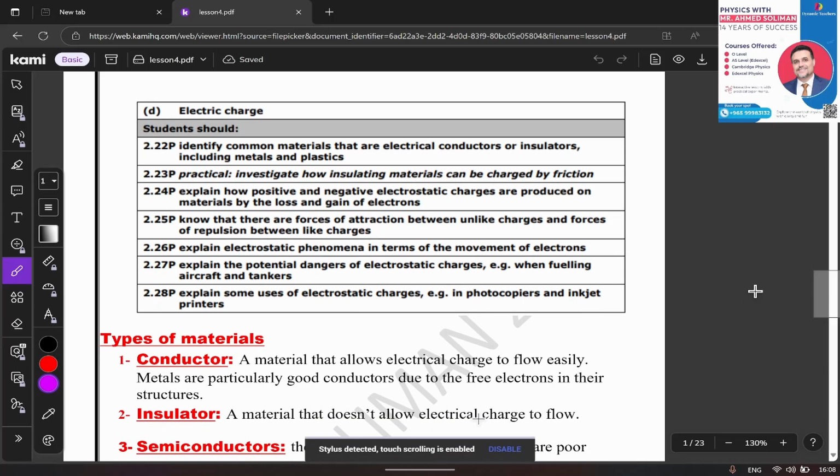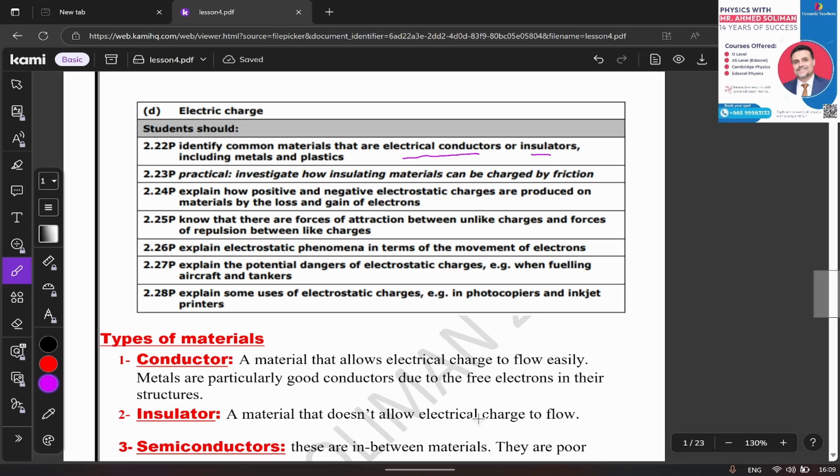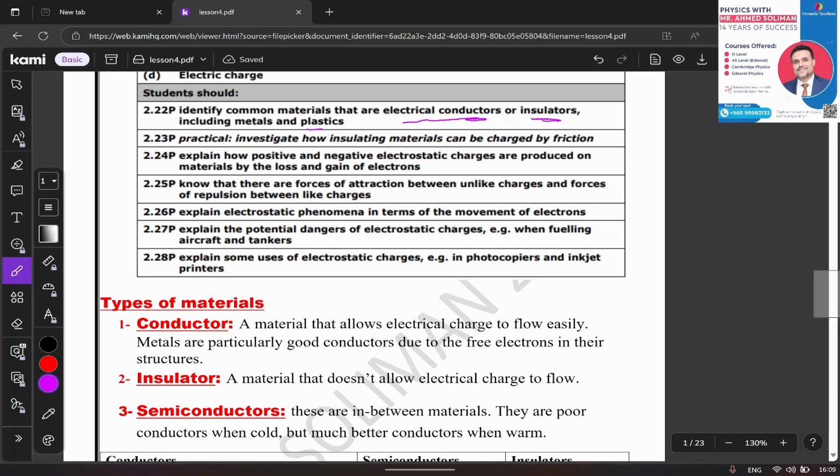Okay. The left is what? Electric charge. So in this lesson, you need to know how to identify common materials that are electrical conductors and insulators. And why we have conductors and insulators, including metals and plastic. So we said before conductors have free electrons, but insulators don't have free electrons. And also we have a practical investigating how insulating material can be charged by friction.